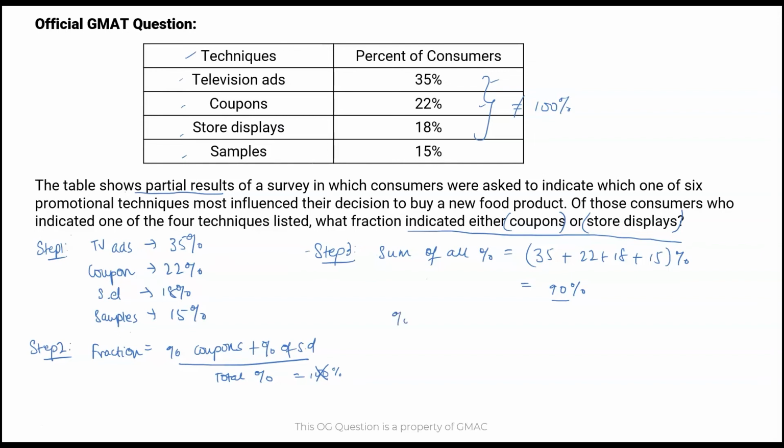Now the percentage of consumers who were influenced by coupons is equal to 22%, and the percentage of consumers who were influenced by store displays is equal to 18%. So the required fraction can be written as 22% plus 18% divided by 90%. This equals 40 by 90, and this can be simplified to 4 by 9. So the correct answer is 4 by 9, which is the option D.